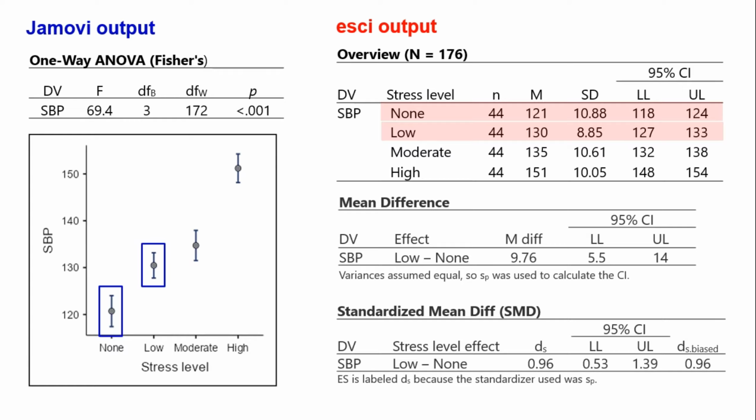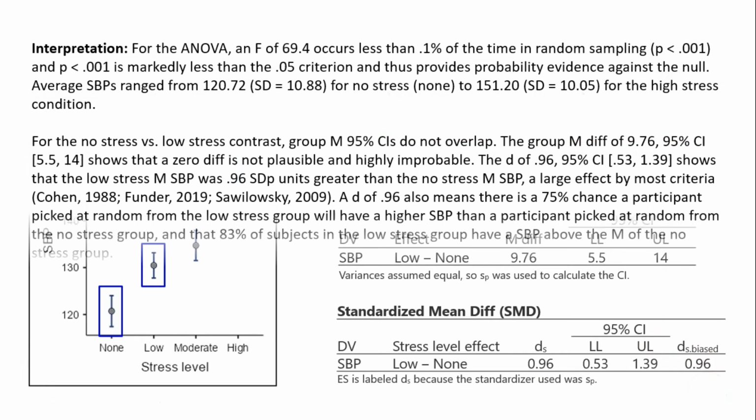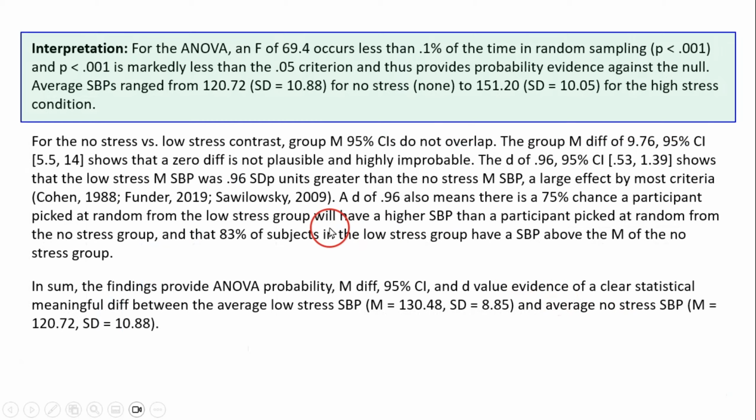So let's interpret these results now. We haven't done too much of that, but let's start with this, and this will give you an idea of how you might interpret the results that we just went through. I'm going to start out with the interpretation of the ANOVA and then move to the comparison that we did, or the contrast.